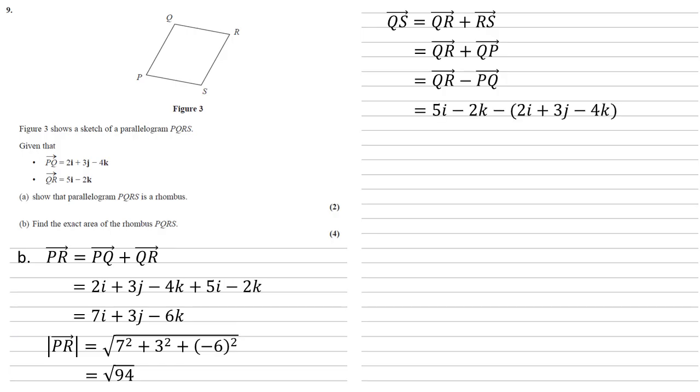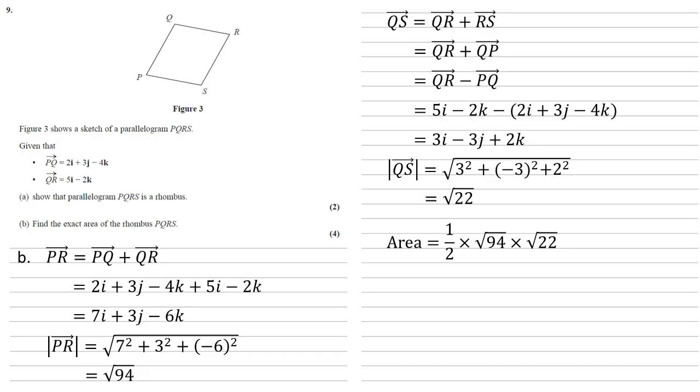So 5i minus 2k minus the whole of 2i plus 3j minus 4k, which simplifies to 3i minus 3j plus 2k. So the magnitude of QS is the square root of 3 squared plus negative 3 squared plus 2 squared, so root 22. As we said before, to use these to find the area, we're going to multiply them together and half it. So the area is a half times root 94 times root 22, which equals root 517.